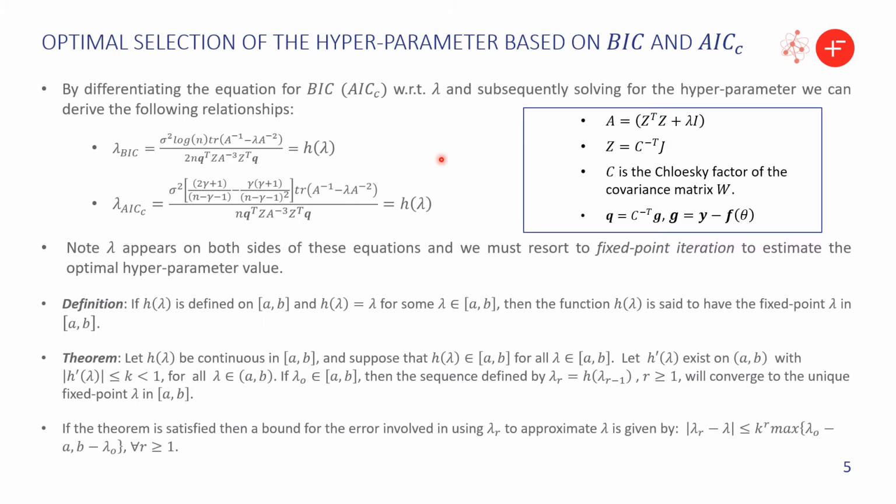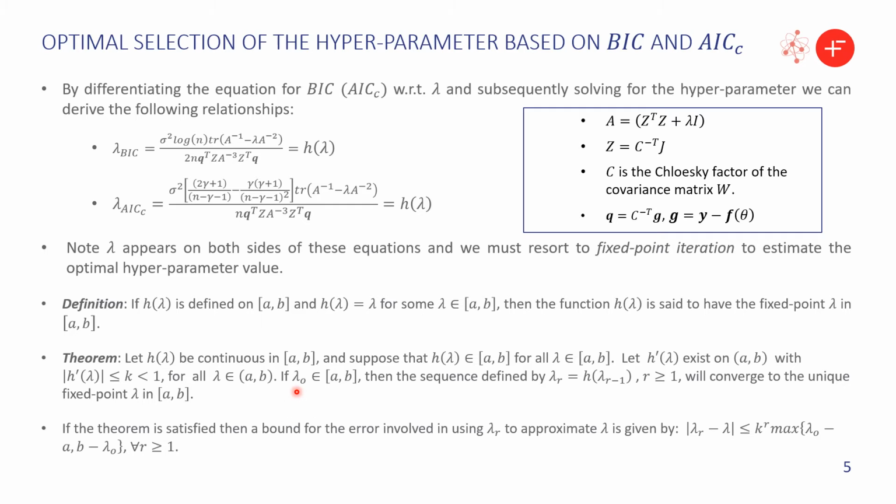The most important aspect on this slide is the following theorem, which guarantees the convergence of the iteration scheme, provided that certain conditions on the absolute value of the first derivative and the value of lambda are met. And these are the key conditions: that the absolute value of the first derivative of h(lambda) is less than k, which must be less than 1 for all lambda that is a member of [a,b].